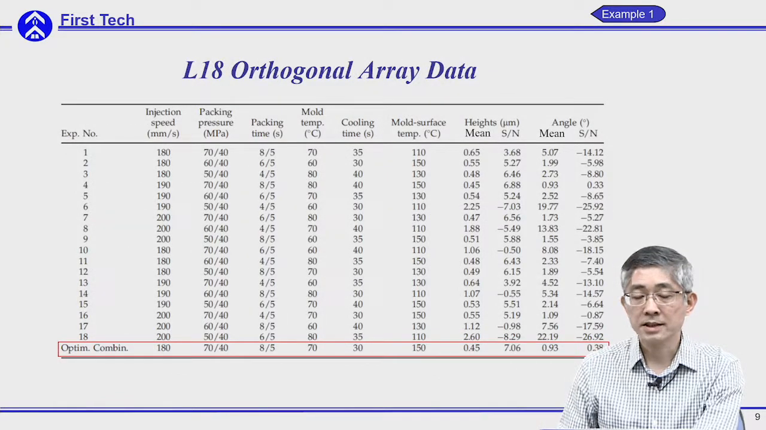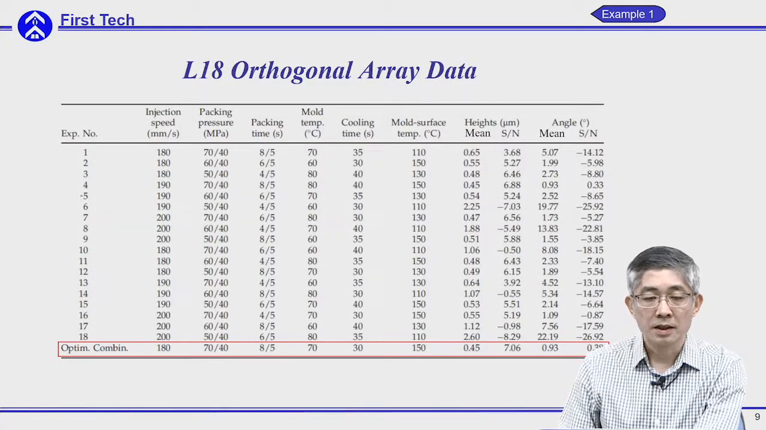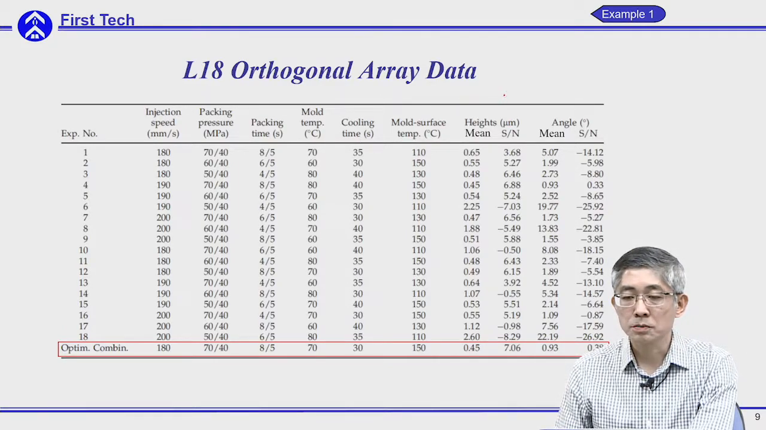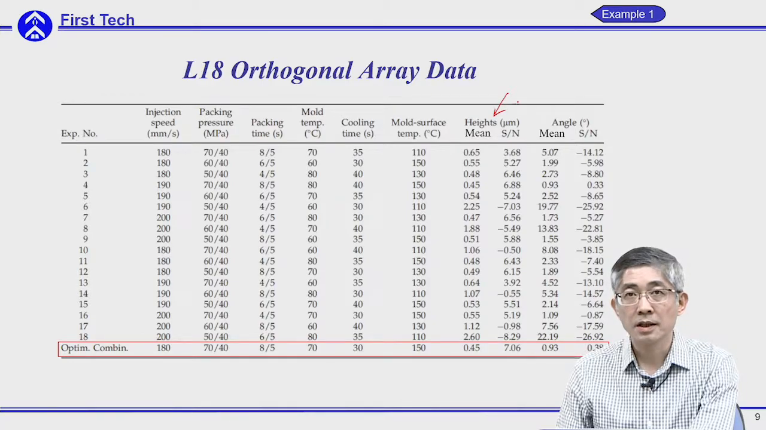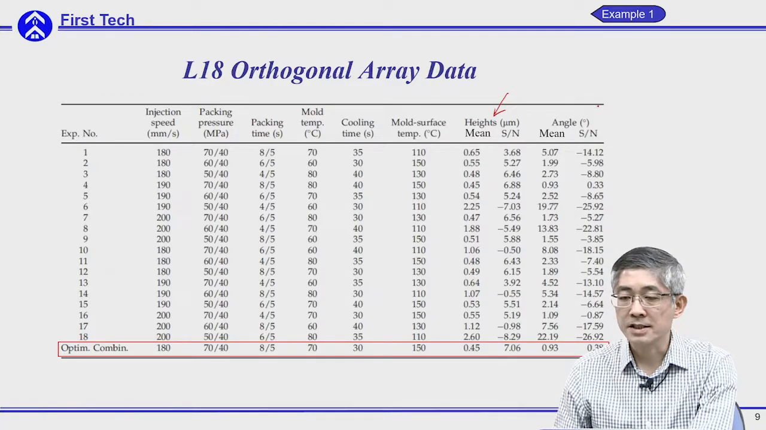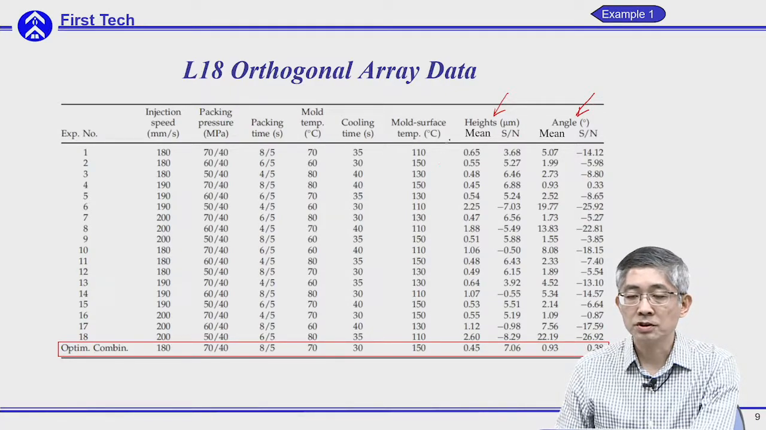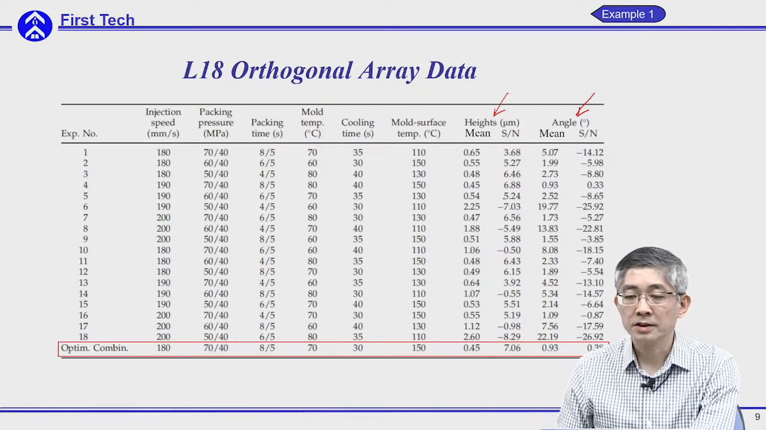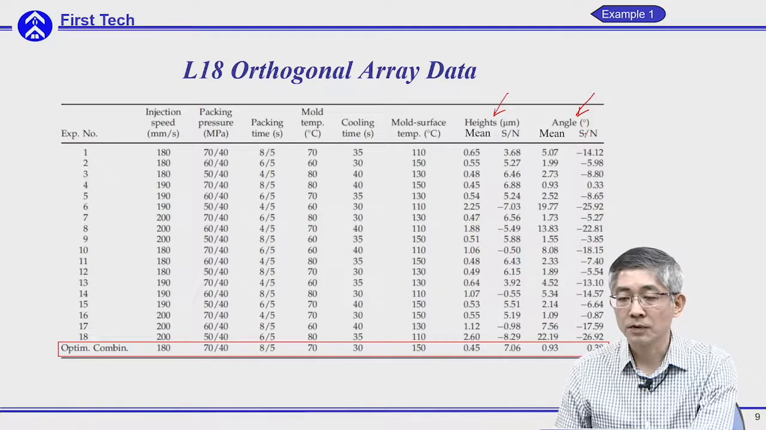And this is the data provided by the paper. As you can see, there are 18 experiments. From each experiment, we are doing 2 measurements. The first one is the replication feature height. The second one is the angle. And this is the average of the total 27 measurements. And this is the corresponding SN ratio for height and for angle.